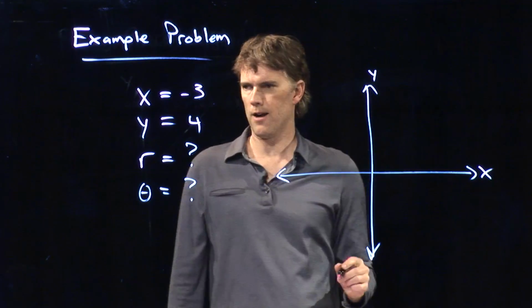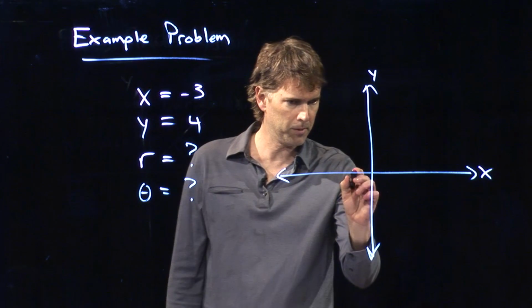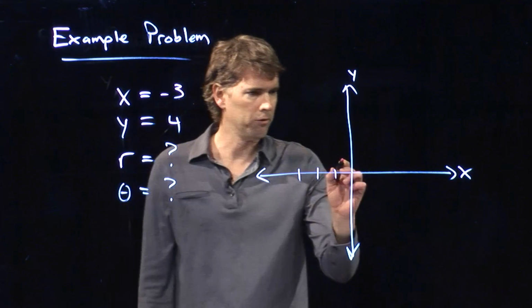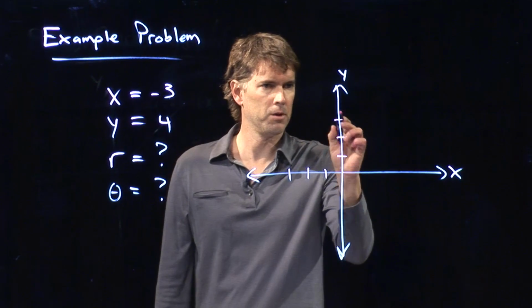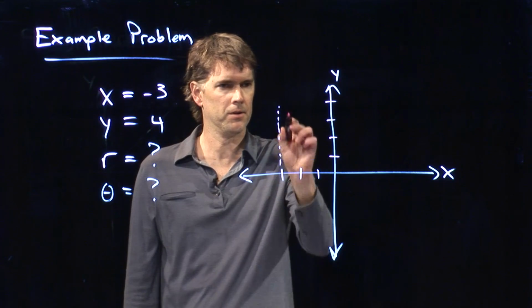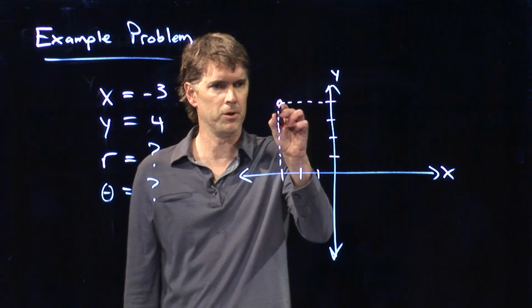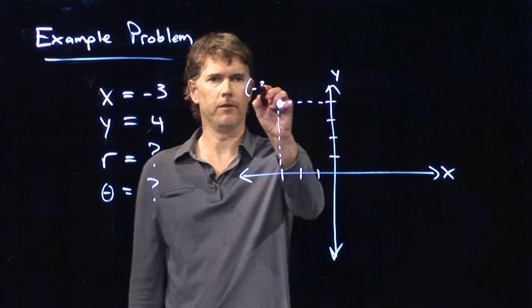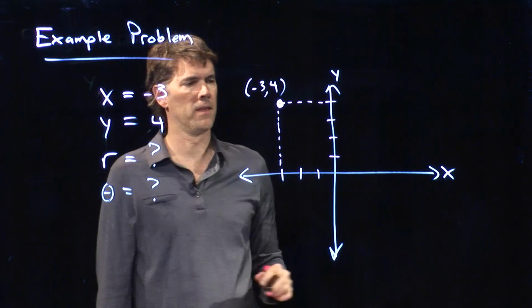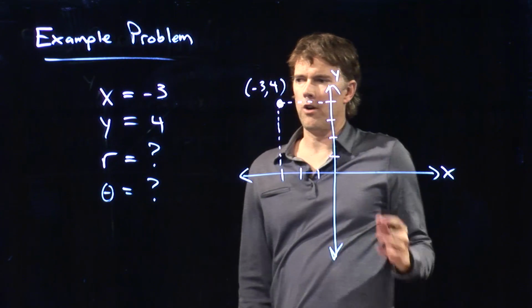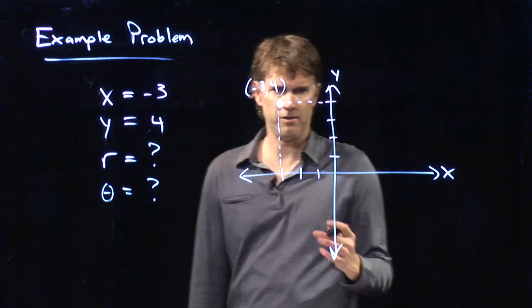And if we mark off x equals -3, that would be 1, 2, 3. And y equals 4, 1, 2, 3, 4. So where those two lines intersect, that's the point that we're interested in, right there. Okay, that is -3, 4. All right, and now we're faced with the question, what is r and what is theta?